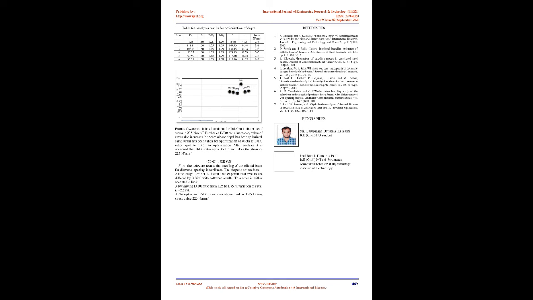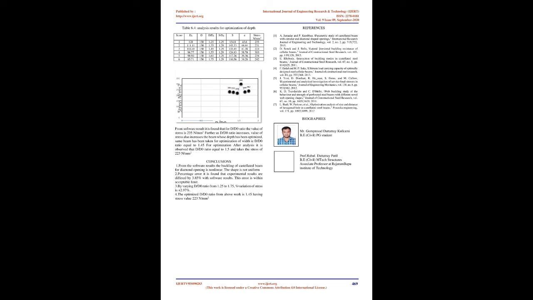Modeling and analysis. In this chapter, finite element analysis of castellated beam having diamond opening in Abaqus software is explained. Important points in FEA are discussed and steps for modeling are described in brief. From software result it is found that for D/D0 ratio the value of stress is 235 N/mm2. Further as D/D0 ratio increases, value of stress also increases. The beam whose depth has been optimized, same beam has been taken for optimization of width, i.e. D/D0 ratio equal to 1.45 for optimization. After analysis it is observed that D/D0 ratio equal to 1.5 takes the stress of 223 N/mm2.